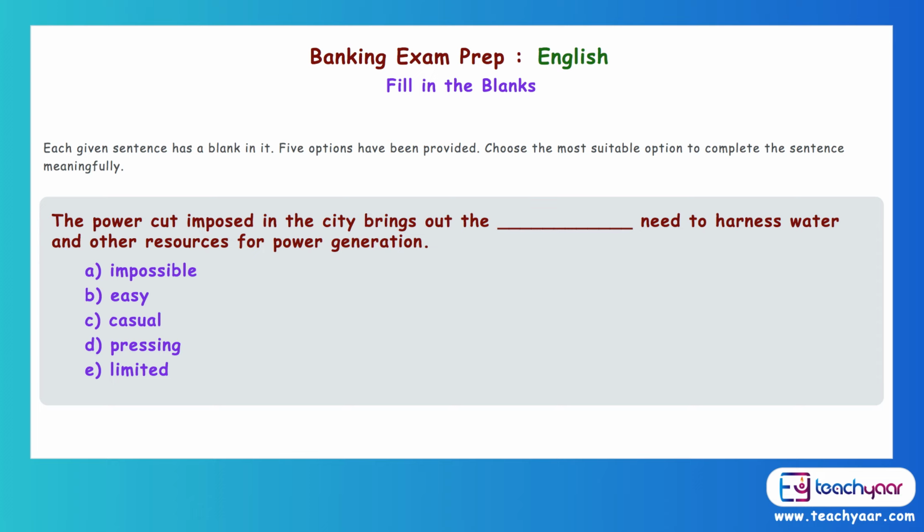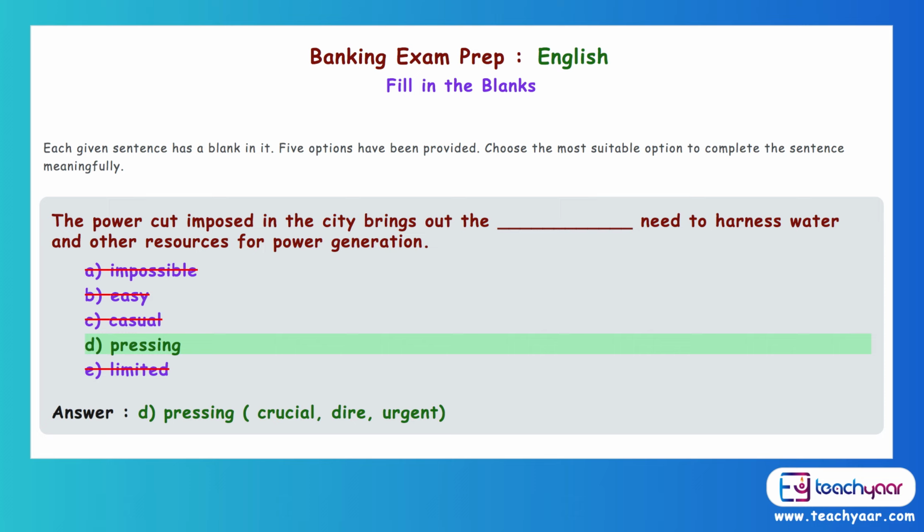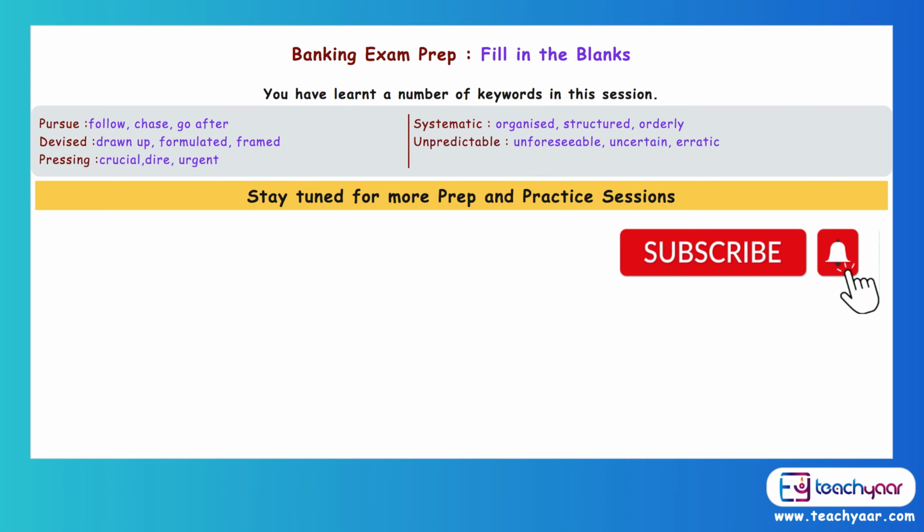The power cut imposed in the city brings out the pressing need. What's the meaning of pressing need? It is so vital, it's so important, it's so urgent. The need to harness water and other resources for power generation. So what is the answer? Option D, pressing. And what's the meaning of pressing? Crucial, dire need, urgent. So that is the right answer.